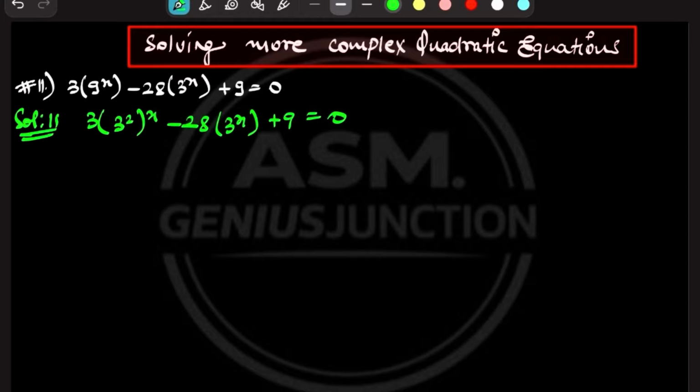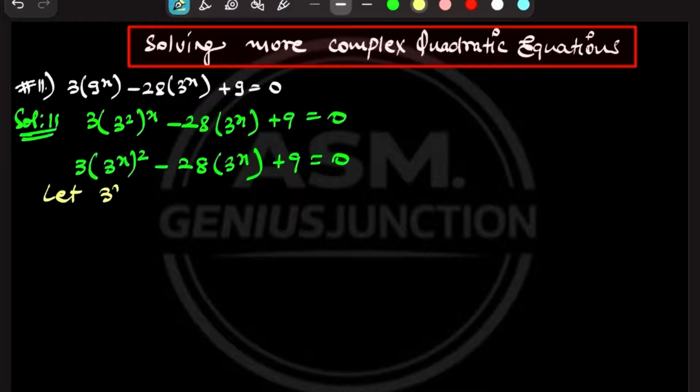Now in the next step, I will rewrite this as 3 times (3 raised to power x) with the exponent 2, minus 28 times 3 raised to power x, plus 9 equals 0. Now I will say let 3 raised to power x be a. So when I assume 3 raised to power x equals a, this complete equation becomes 3a square minus 28a plus 9 equals 0.